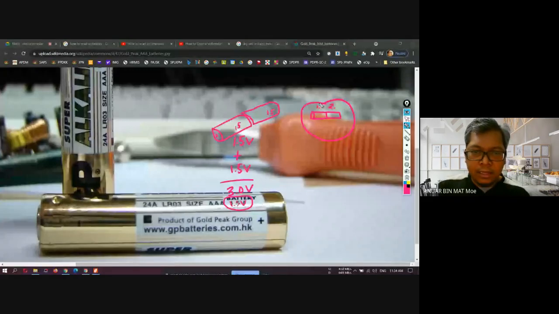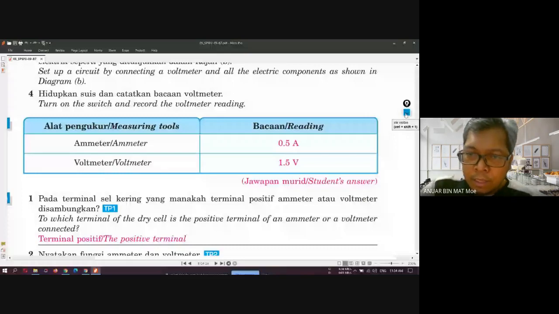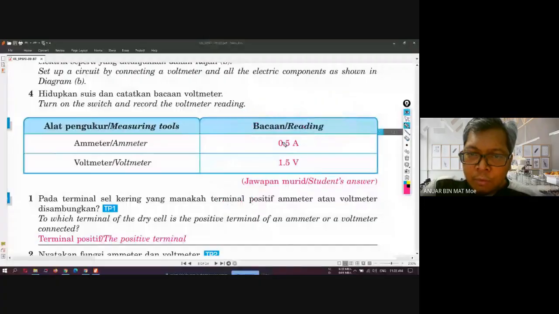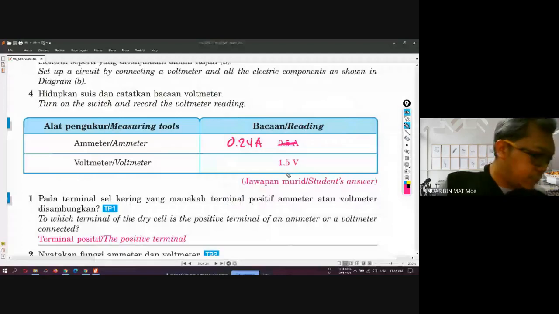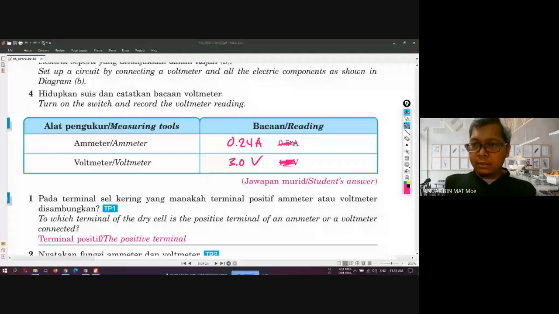So you can put here 3 volt. Ammeter 0.24 A, and then for voltage you just write 3.0 volt. Okay, next one. Is it okay? All right. Thank you. So next one.